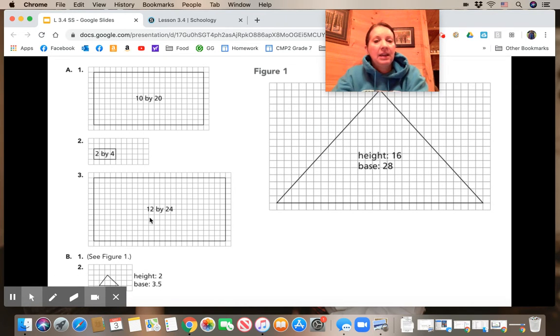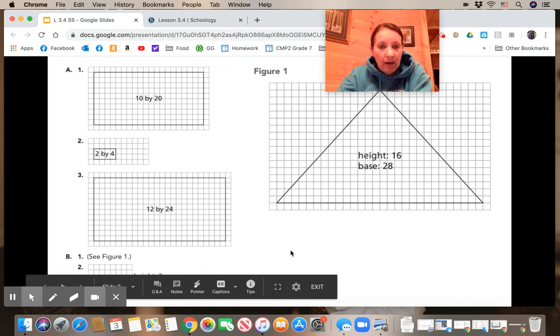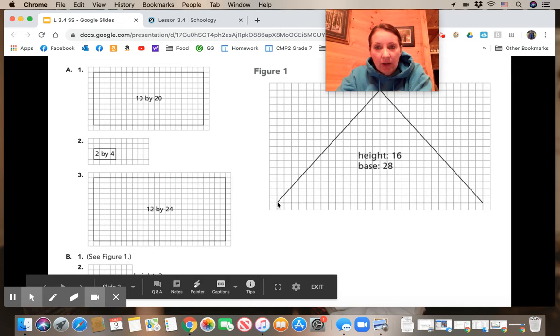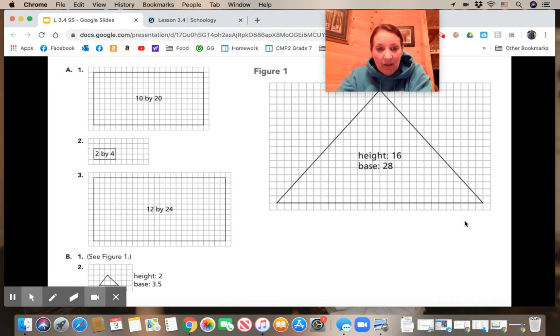In question A, you should have drawn a 10 by 20 rectangle for A1. For A2, you should have drawn a 2 by 4 rectangle. For A3, you would have drawn a 12 by 24 rectangle. So again, you are using the scale factors or the information to draw the rectangle that would meet the qualifications. For B1, you should have drawn this triangle here with a base of 28 and a height of 16. For B2, you would have had a height of 2 and a base of 3.5.